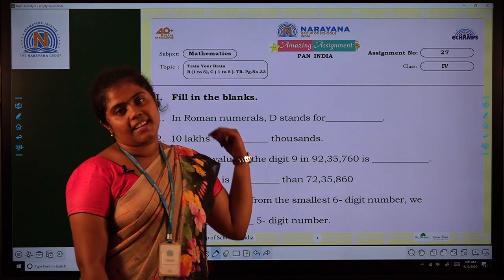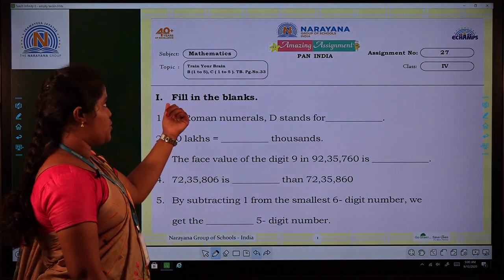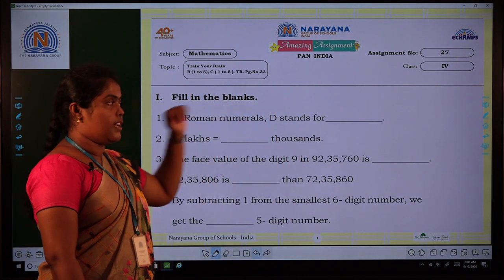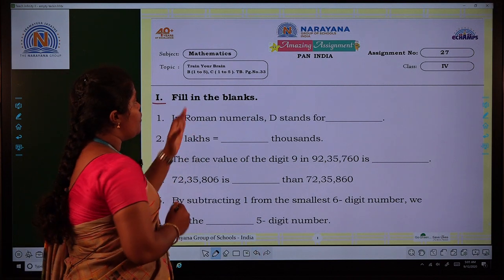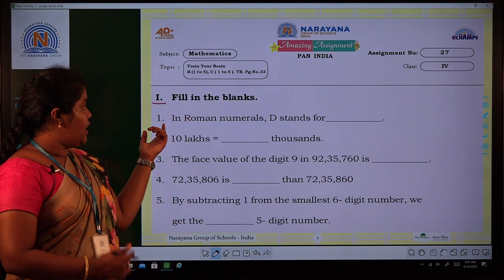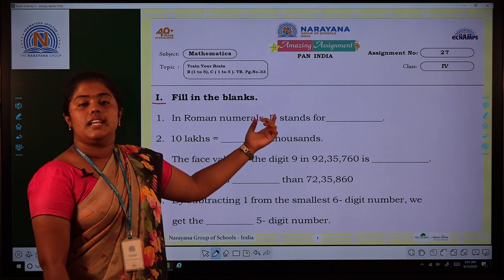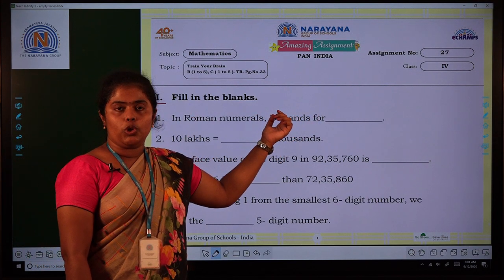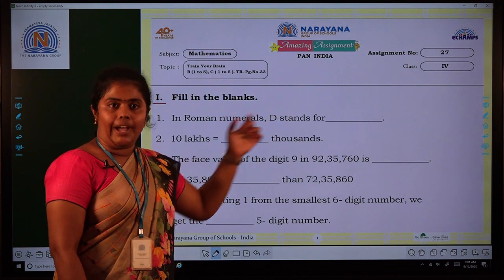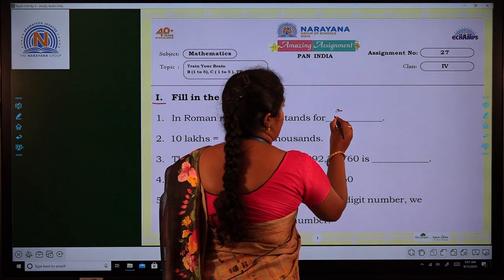Today we will do Assignment 27 in our math textbook. Keep page number 33. First Roman, fill in the blanks. First question is, the Roman numeral D stands for. In Roman numerals, D stands for 500.